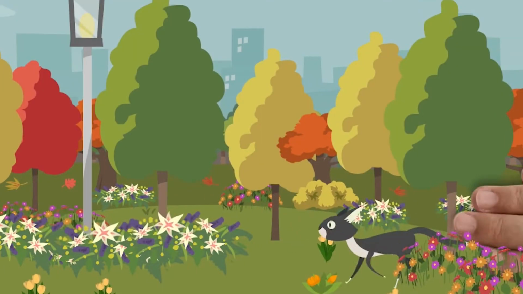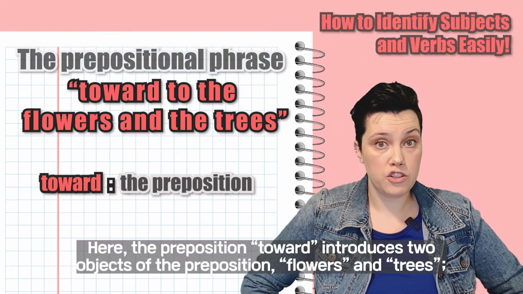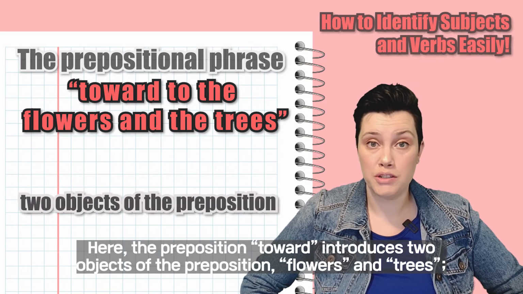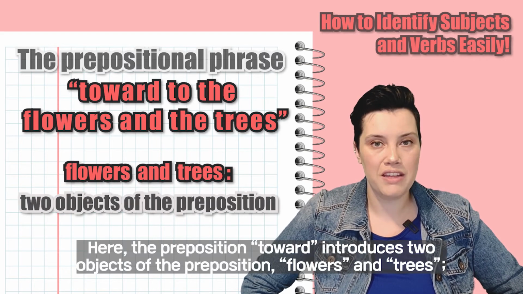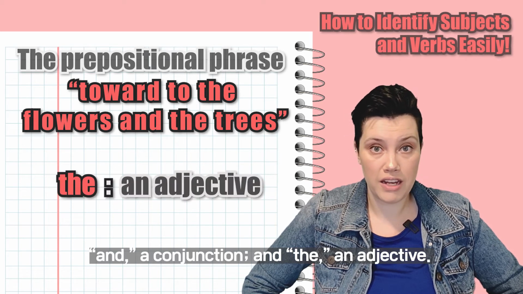Or, the cat walked toward the flowers and the trees. Here, the preposition toward introduces two objects of preposition, flowers and trees, and the conjunction and the an adjective.